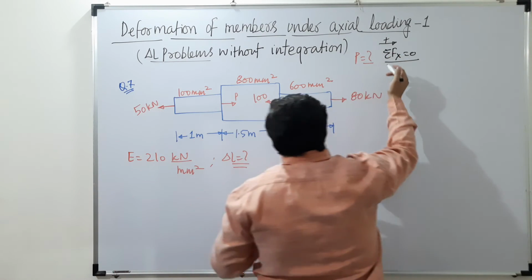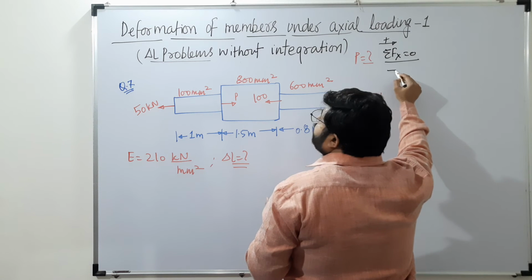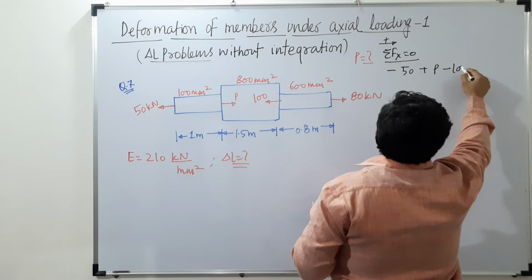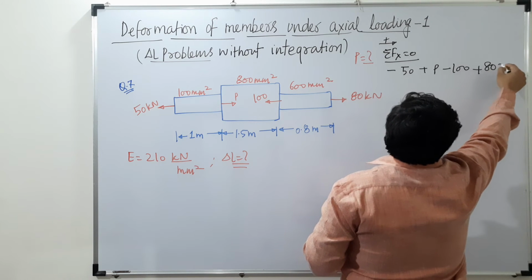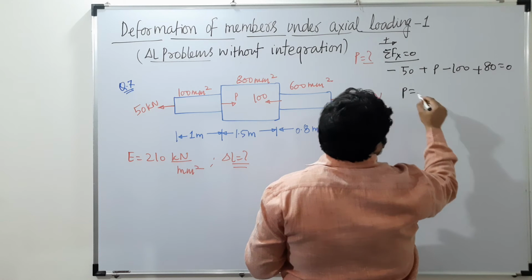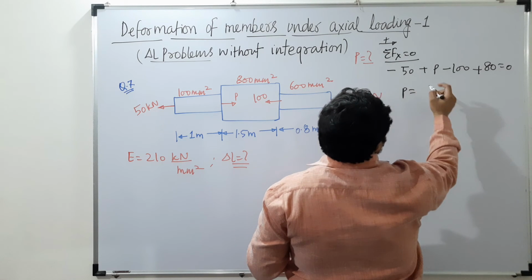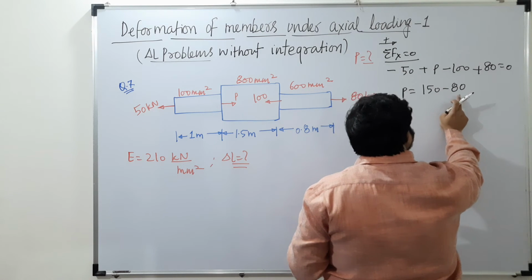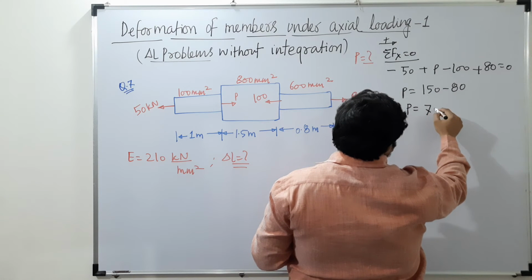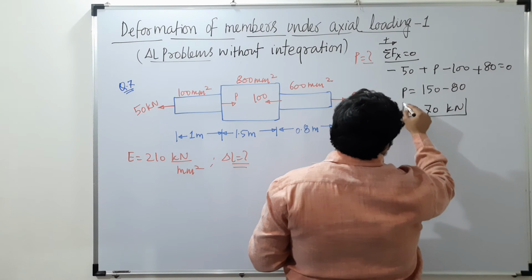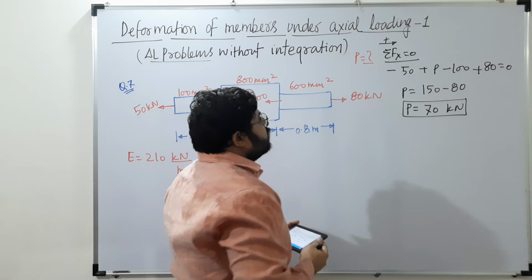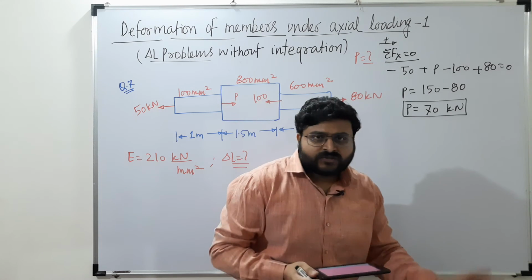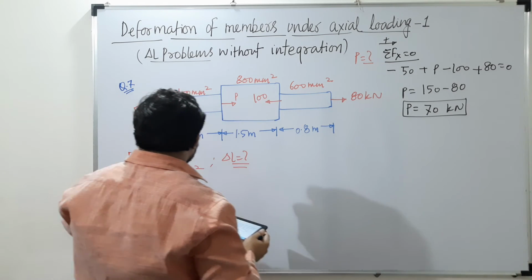So considering rightward positive, leftward negative, we will take this as minus 50 plus P minus 100 plus 80 equals 0. So from here P value is coming out to be 150 minus 80, that is 70. P is coming out to be 70 kilonewton. So this is the value of P. For equilibrium, this P value must be equal to 70, right? So this was easy. Now moving on to the calculation of this delta L.